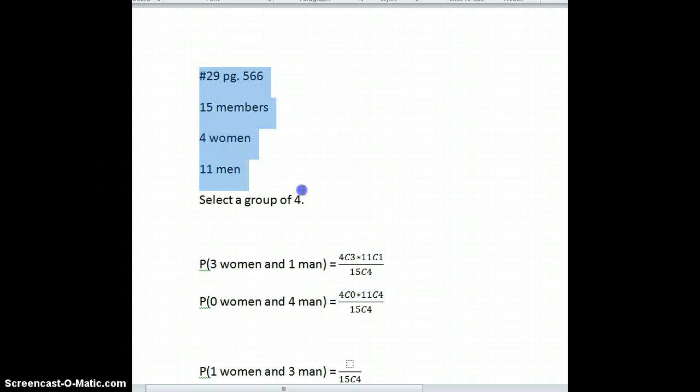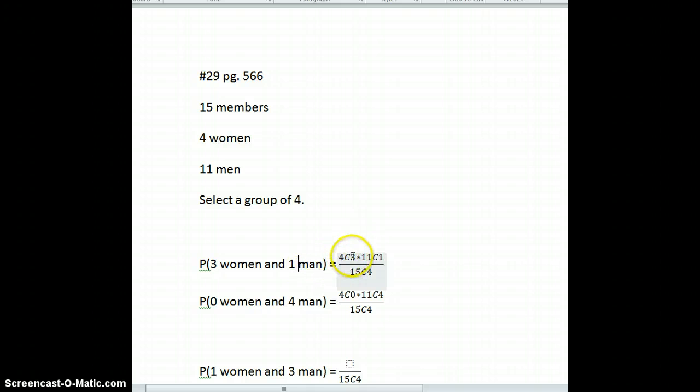For 29, here's how it's set up. There's basically 15 people and we're selecting a group of 4. So the bottom part of your equation is always going to be 15 choose 4. That's how many different groups of size 4 we could possibly get. And then the top part is the number of ways you can do whatever it's asking for, whatever's in parentheses here. So 3 women and 1 man for part A.